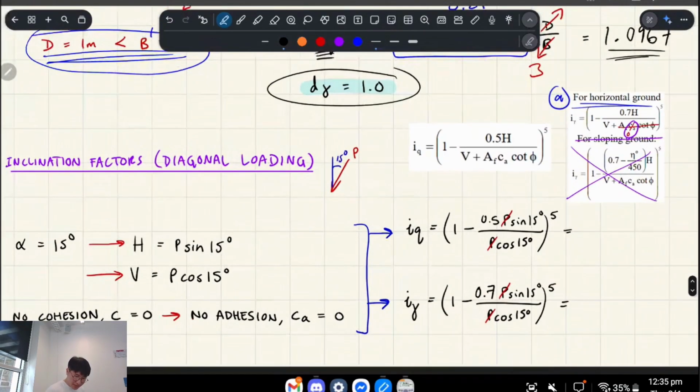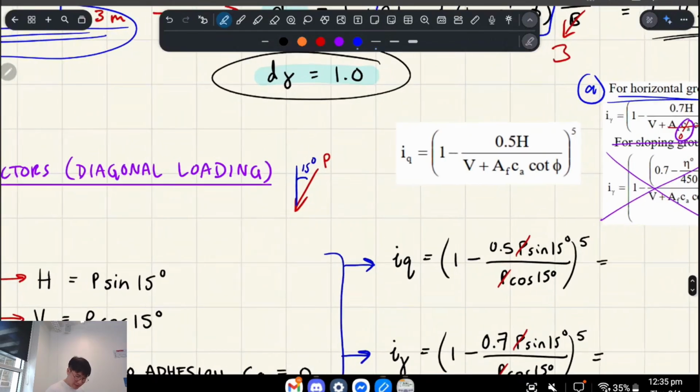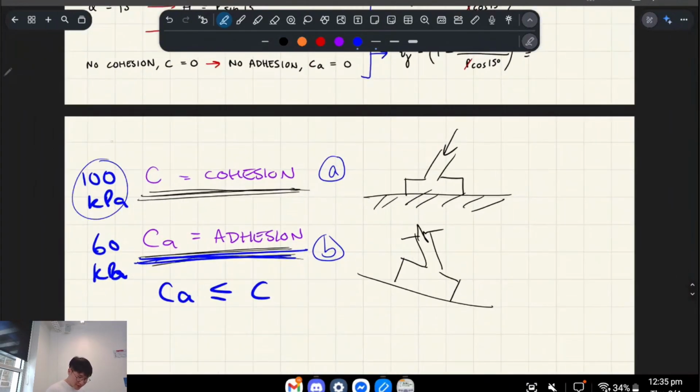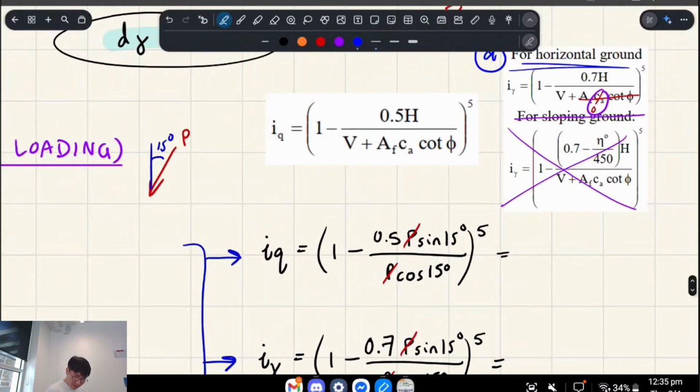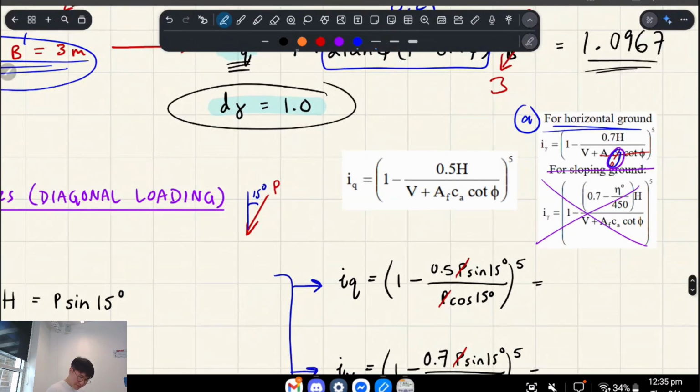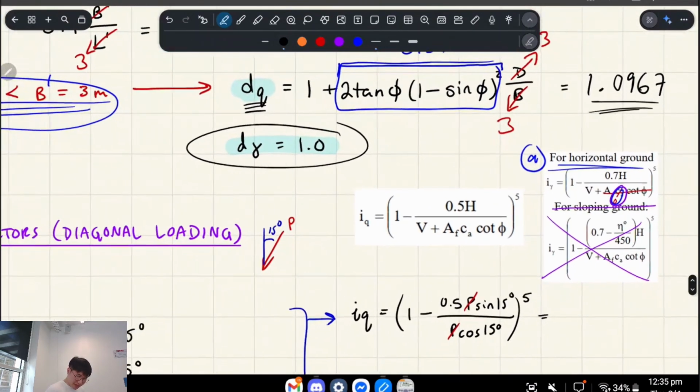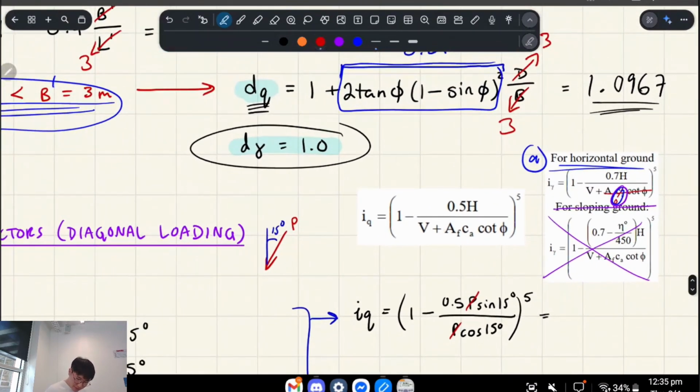Anyway, point is, if this cohesion value is 0, then our adhesion value is also 0, because adhesion can't ever be greater than cohesion. You know what I'm saying? So that thing becomes 0. All right, so now we just ignore this component.